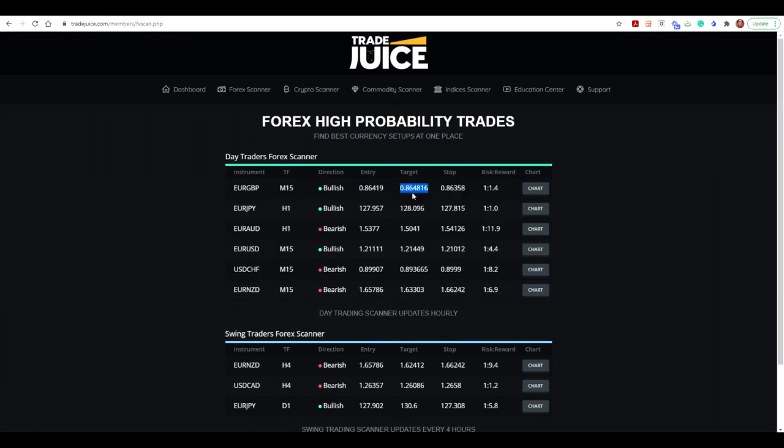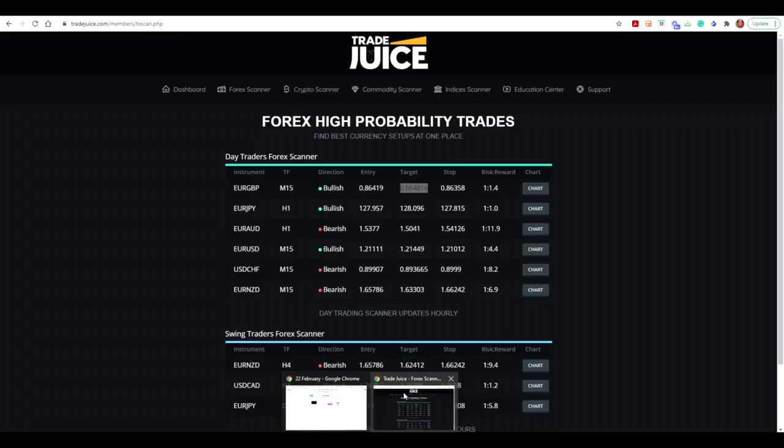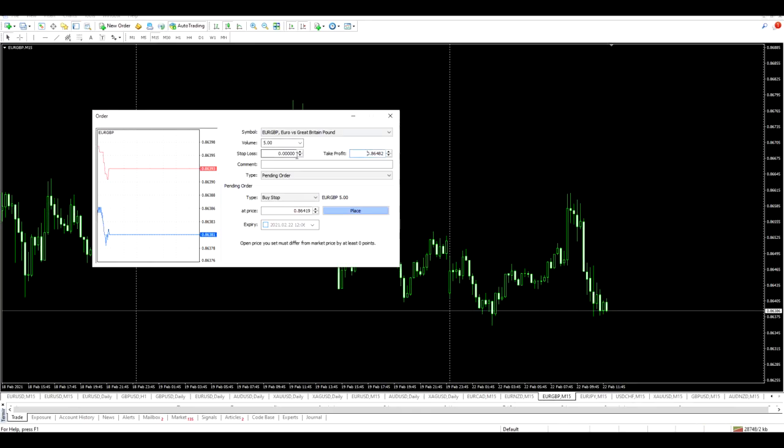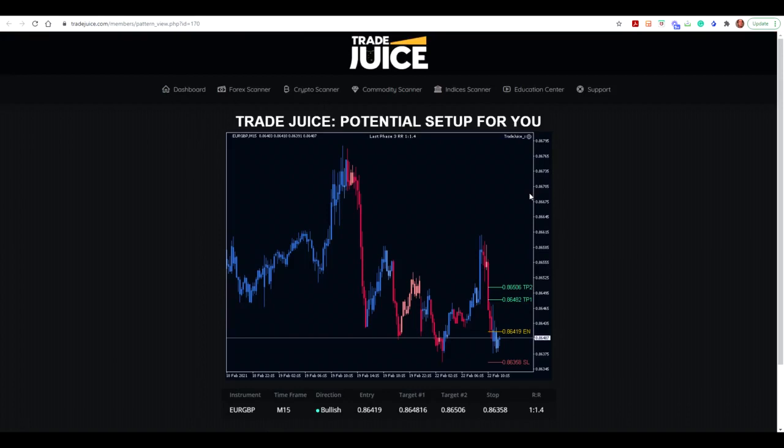Let's get back to this part. It's a bullish trade, so we want to buy. So it's a buy stop. We just need to copy the entry price. After that, we are just going to copy the target price, copying it to take profit, and finally the stop loss.